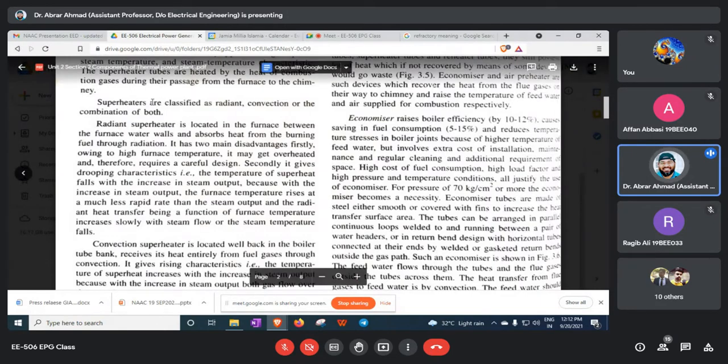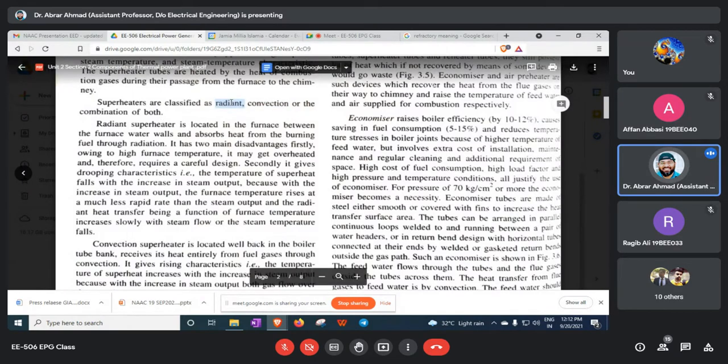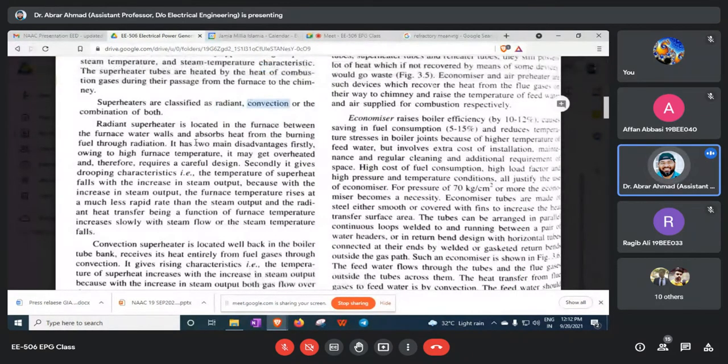Now superheaters are classified as radiant, convection, or a combination of both. You must be aware about radiant and convection. Radiate, if the energy is radiating, it is radiant. Convection, when it is one form of energy is being heated because of its proximity, so that is convection.